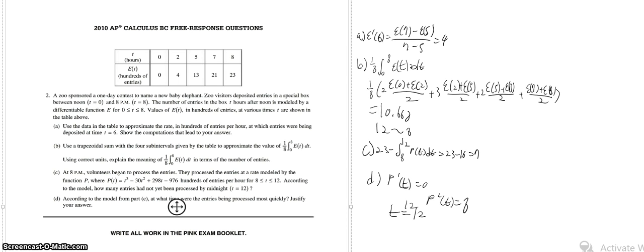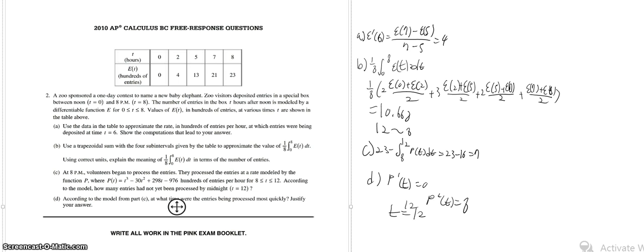We can easily find this by putting it into a simple equation as shown in C. 23, which is E(8). So 23 minus the integral from 8 to 12 of P(t) dt equals 23 minus 16, which is 7. Therefore, 7 hundred entries had not been processed by midnight.